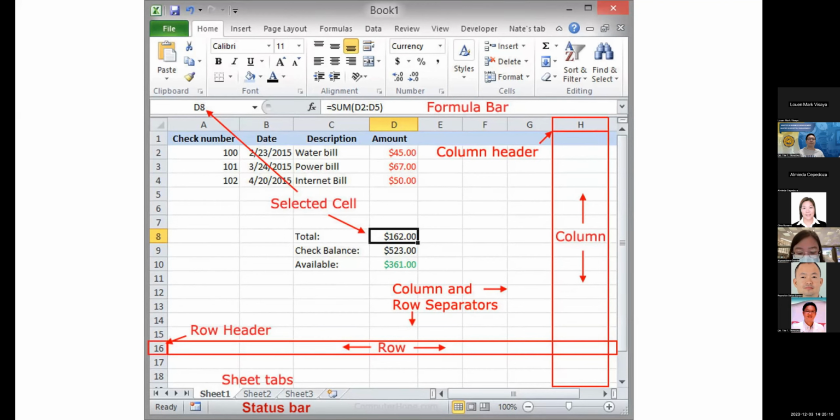Here is one sheet. When we click on this, we see another sheet, and a collection of these sheets would make up one workbook. Next slide, please.